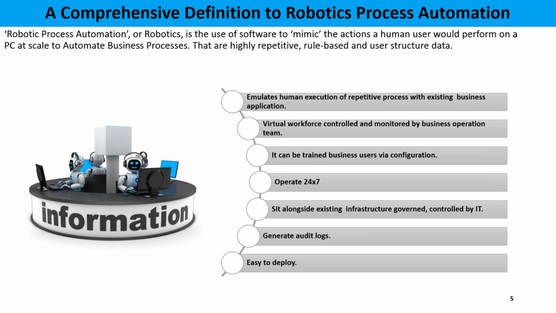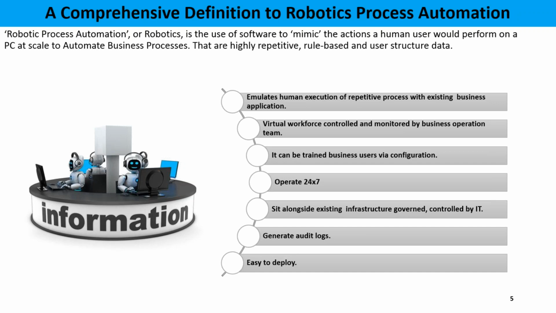Virtual workforce controlled and monitored by the business operations team. That means for implementing our robots in any environment, whether it's in a cloud or on physical machines, it doesn't matter. It can be monitored by the business operations team. It can be run by trained business users via configuration. Whenever we write code in any language, whether Java, .NET or RPA tools, we have configuration files, right? At the end of the implementation, we can train the business users. They can even run the automation.